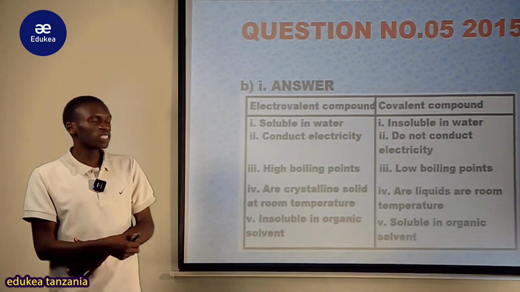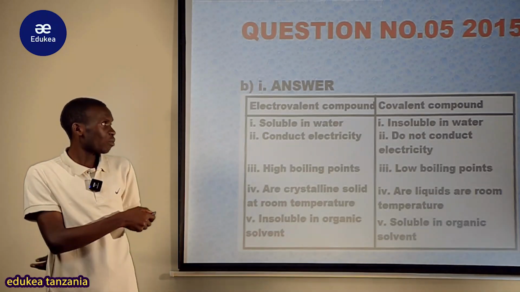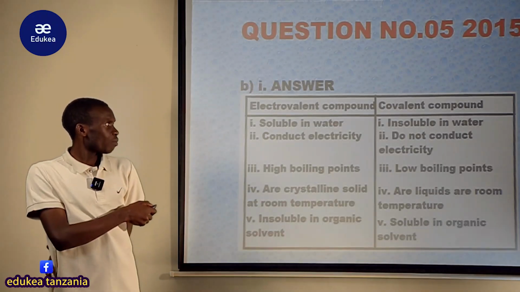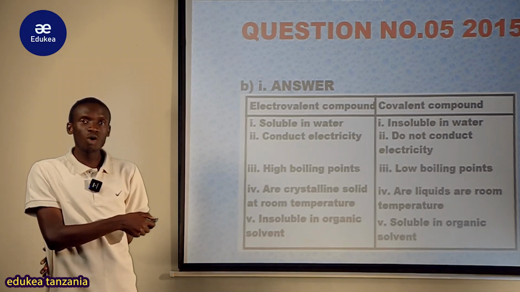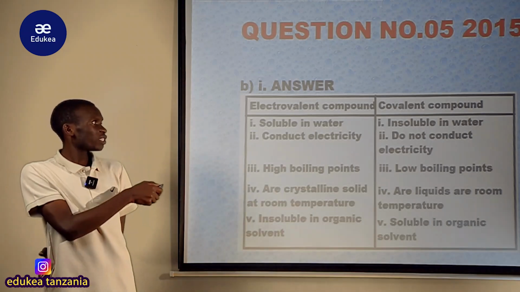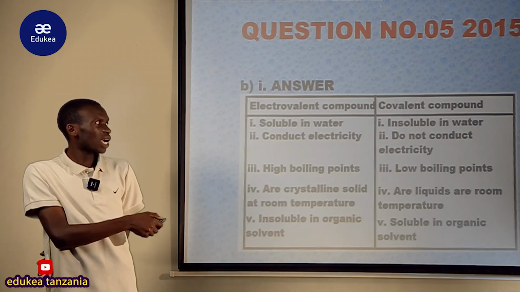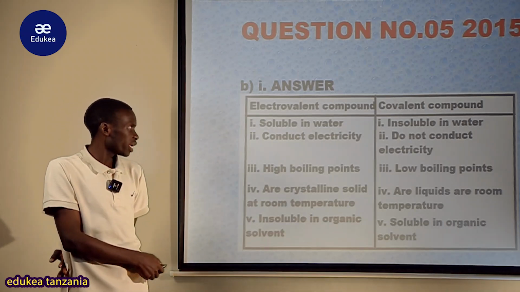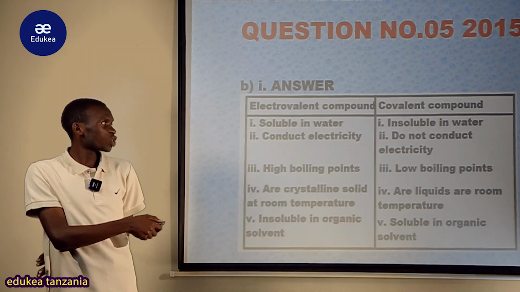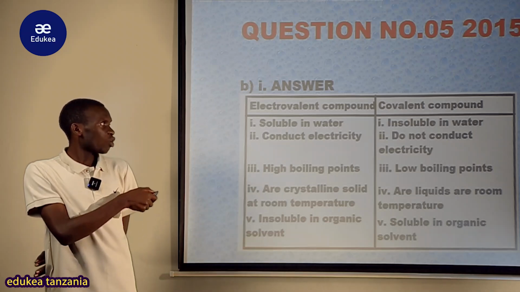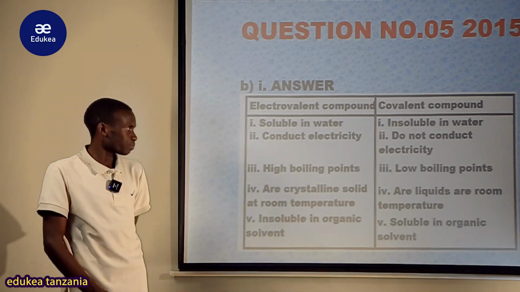So after seeing the properties, now let's see the differences. The difference between electrovalent compounds and covalent compounds are these. Electrovalent compounds are soluble in water, while covalent compounds are insoluble in water. Number 2, electrovalent compounds conduct electricity, but covalent compounds do not conduct electricity.